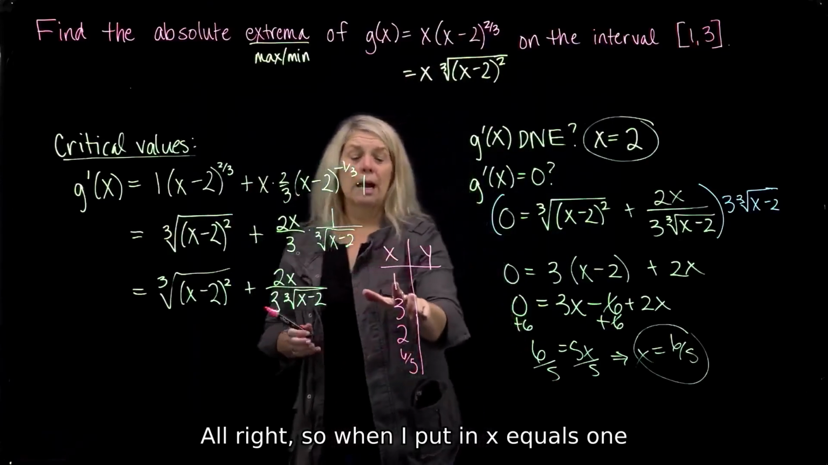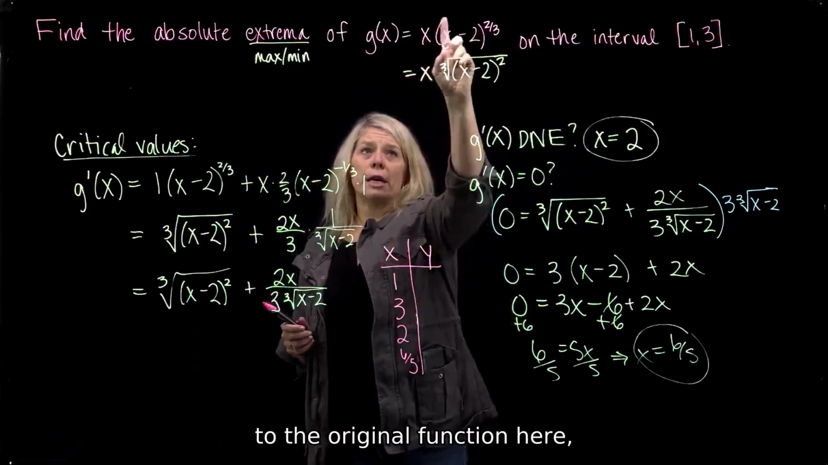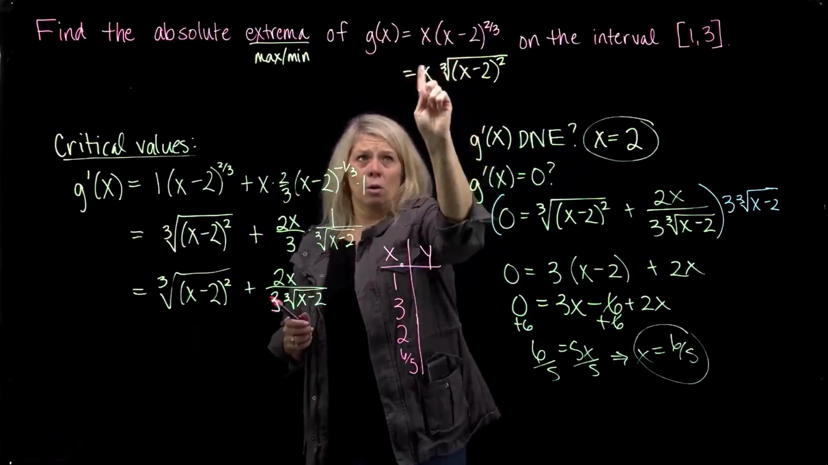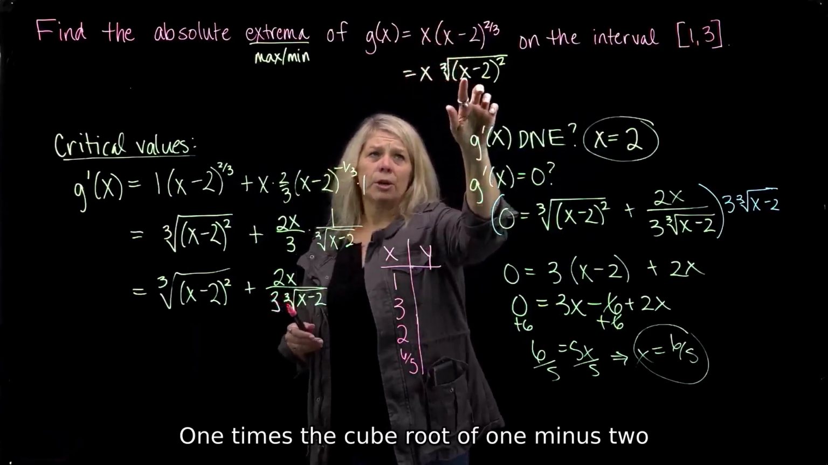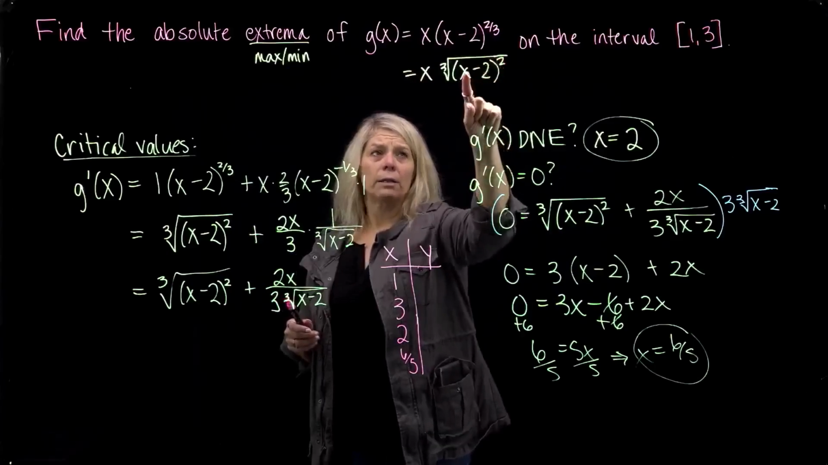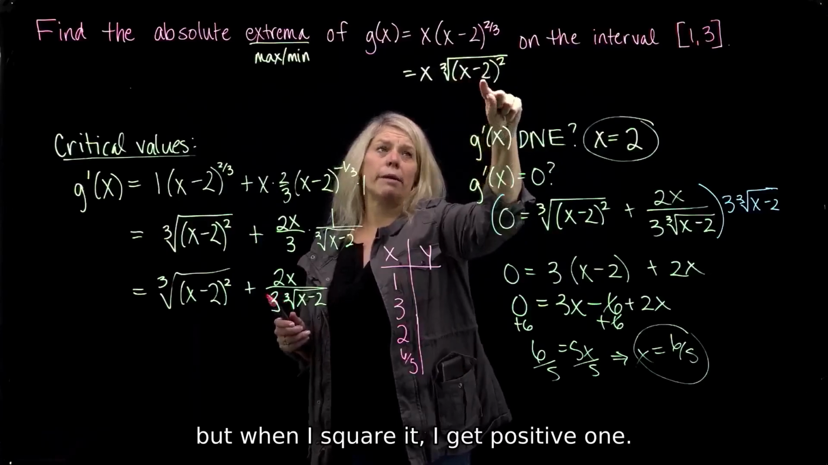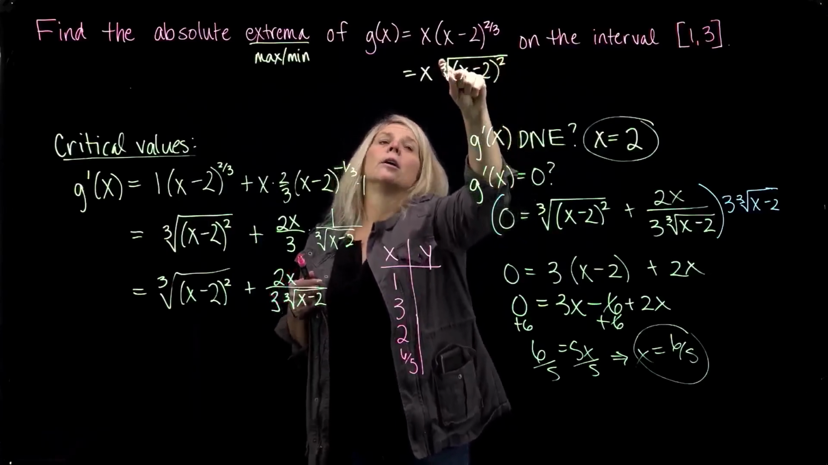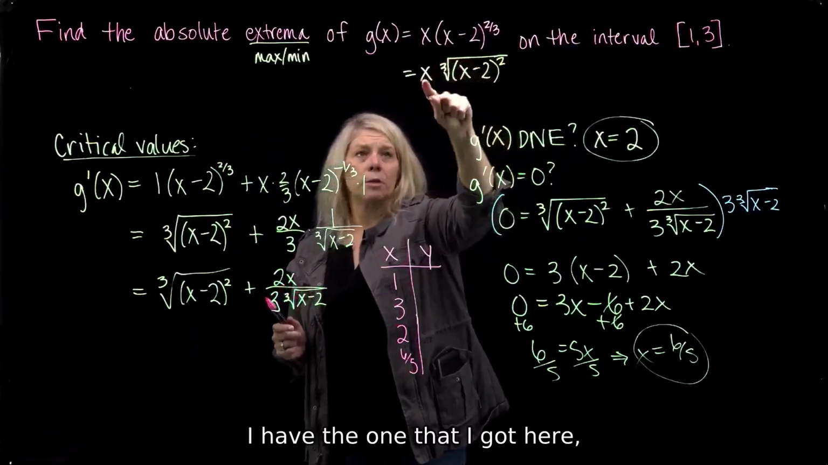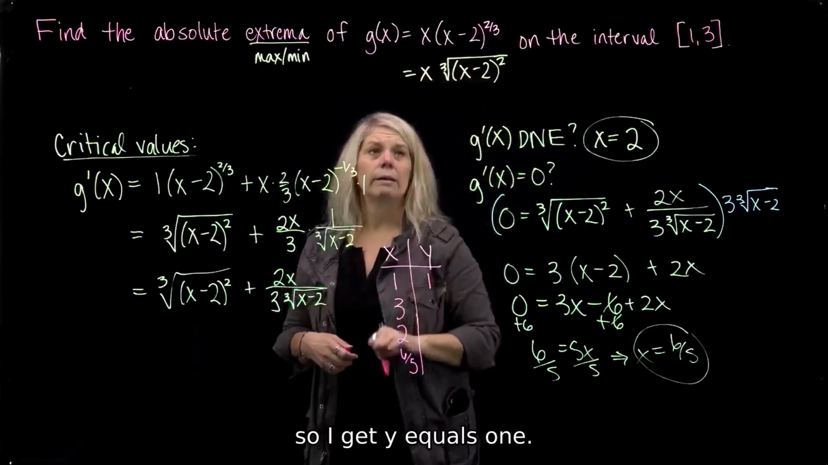All right, so when I put in x equals 1 to the original function here, I have either version here, 1 times the cube root of the quantity 1 minus 2, squared. So think about this part here. 1 minus 2 is negative 1, but when I square it, I get positive 1. Cube root of positive 1 is 1, times the 1 that is out here, so I get y equals 1.